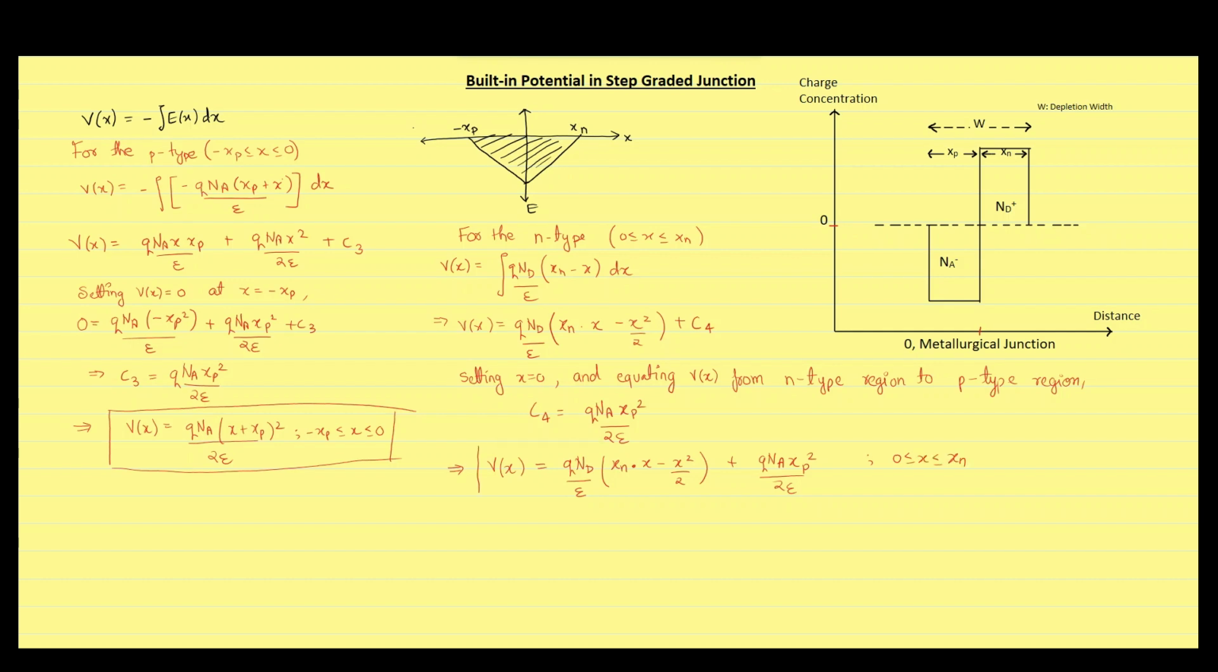We can find potential difference or the built-in potential between the n-type and p-type region by putting x equal to xn in the equation of electric potential in the n-type region. Therefore, we will get built-in potential to be equal to. This is the final formula for finding the electric potential difference between the ends of the depletion region.